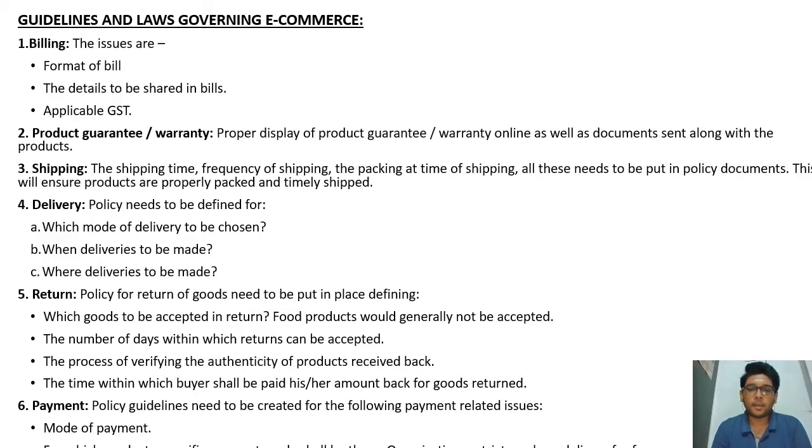Last, payment. Payment guidelines need to be created for the following payment related issues. First one, what is the mode of payment? Second, for which product specific payment mode shall be there. Organization restricts cash on delivery for few consumable products. These are the 6 things which are related to guidelines and laws governing e-commerce.